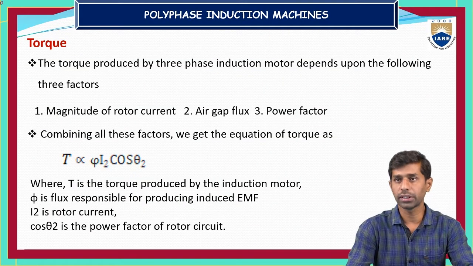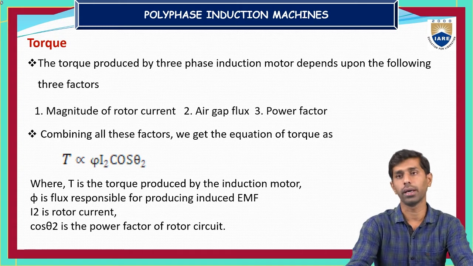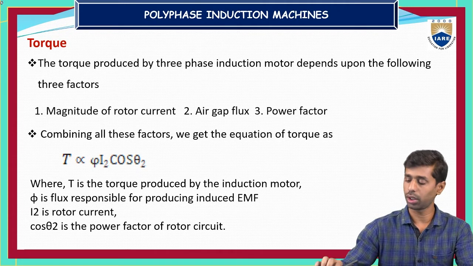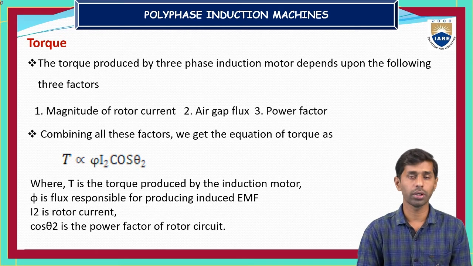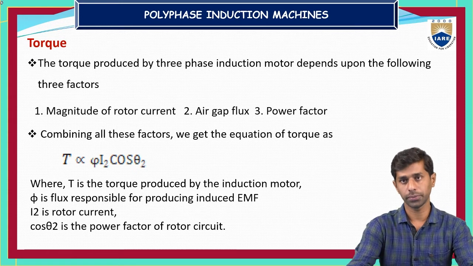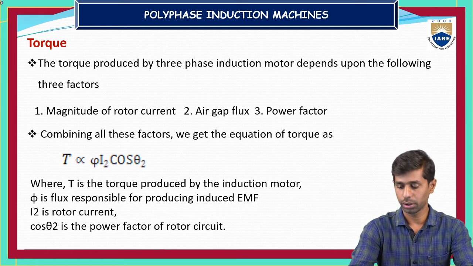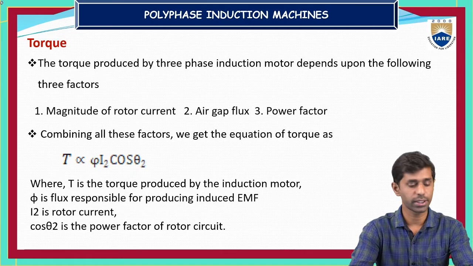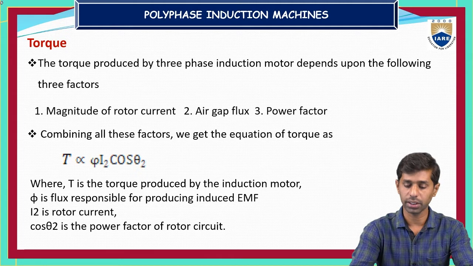The torque produced by a three-phase induction motor generally depends upon two factors, as in the case of DC motors: flux and armature current. But in the case of AC machines, that is the three-phase AC machine called the induction motor, the torque depends not only on flux and rotor current, but also on power factor, because in a three-phase AC supply, power factor plays a major role, that is the angular difference between the phases. So the torque produced by a three-phase induction motor depends upon the magnitude of rotor current circulating in the rotor circuit, the air gap flux, which is responsible for inducing the rotor current, and the power factor.